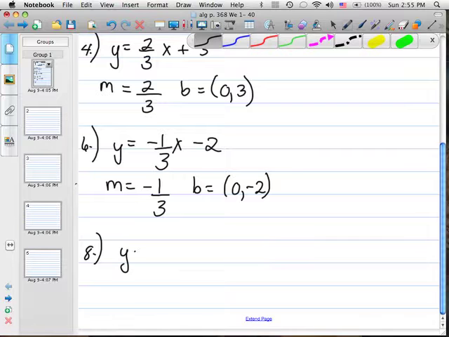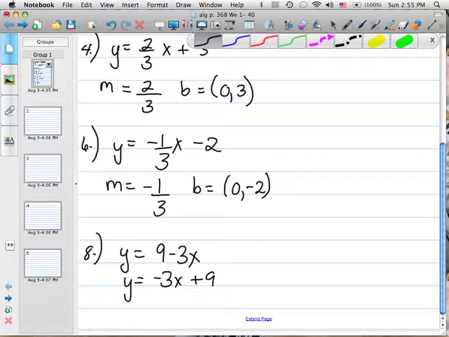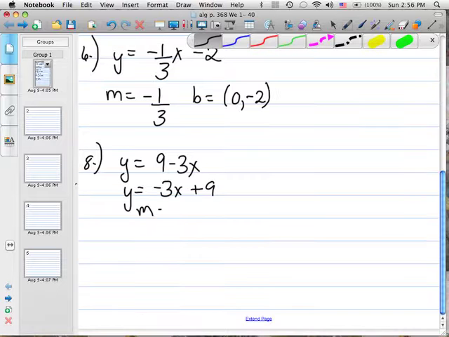Number 8, y equals 9 minus 3x. Turn it around so it's in slope-intercept form. That would be -3x plus 9. So the slope is -3, down 3, right 1. Remember, the 1 is understood there. And the y-intercept is 0, 9. It's going to cross the y-axis at 9.